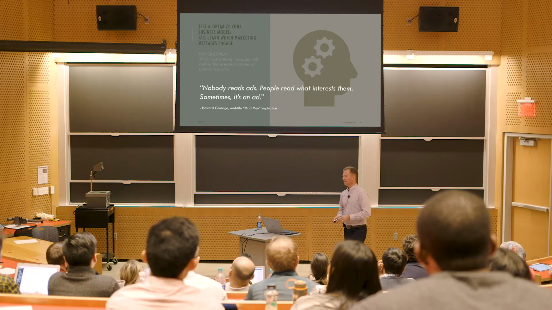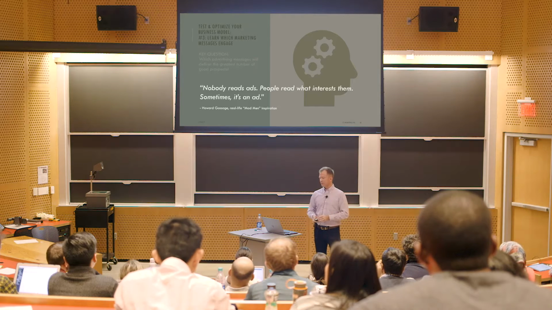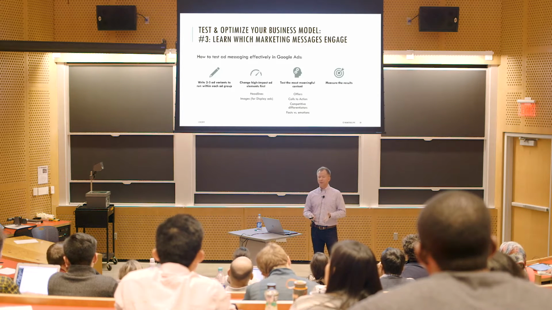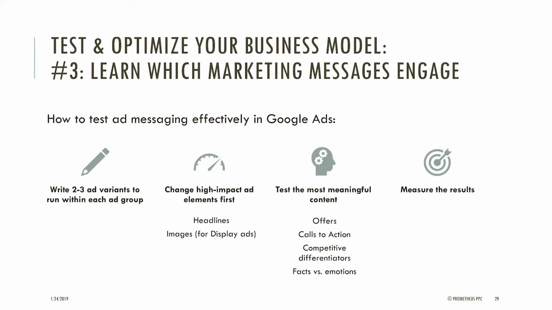Your messaging goes into your ads, and we can test how effective that is. And here's how you do it. Write a few different variations of your messaging. 2 to 3 is usually good. Test the high-impact parts of the ad, the headlines, the images. Test your most meaningful content.